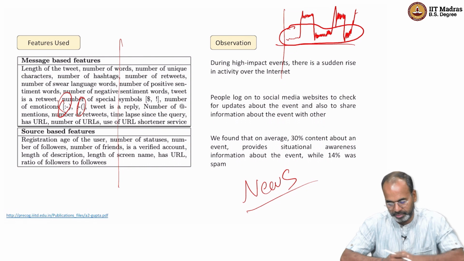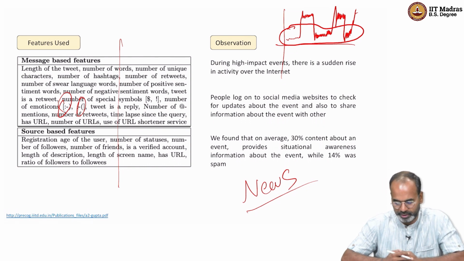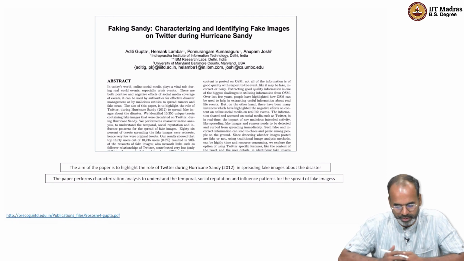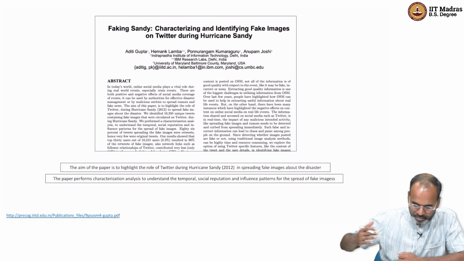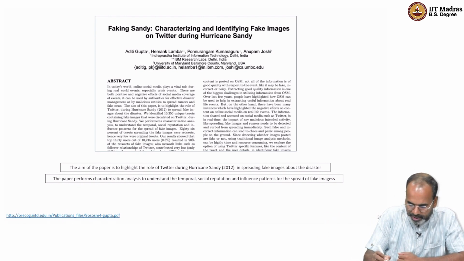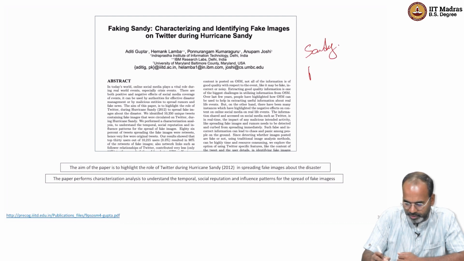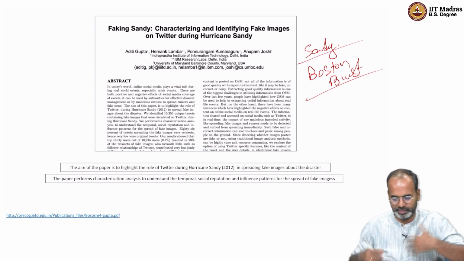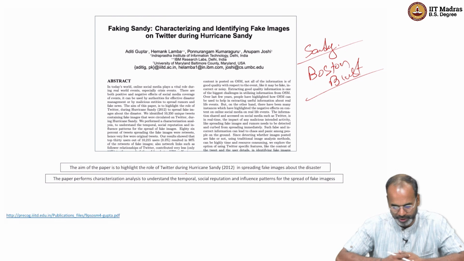They found 30% of content about the event provides situational awareness information about the event, while 40% was spam. So a large proportion of the content gives you information about the event, but some proportion is actually fake also. Then there was a body of work that Aditi ended up doing, which is taking up events like Hurricane Sandy. Then there was the Boston Blast. Those days, this was very popular, taking an event and doing some analysis, characterization and all that. It's not very common these days, but a decade before, that's how it was done.